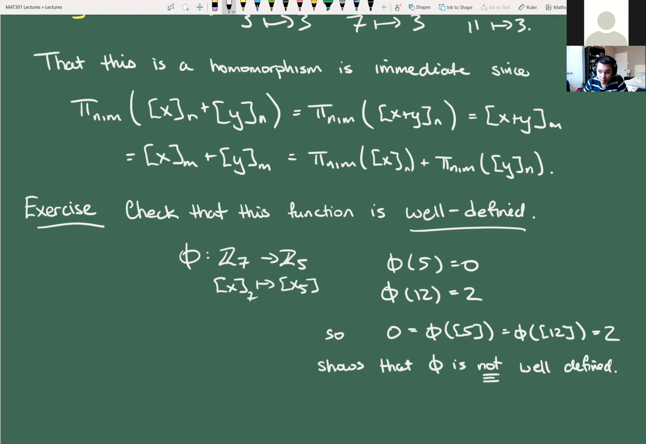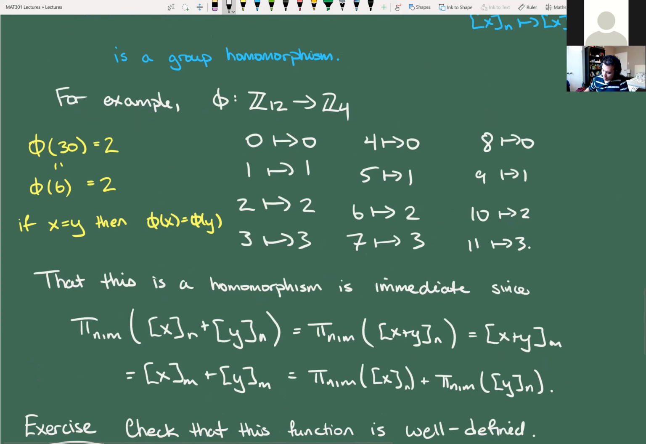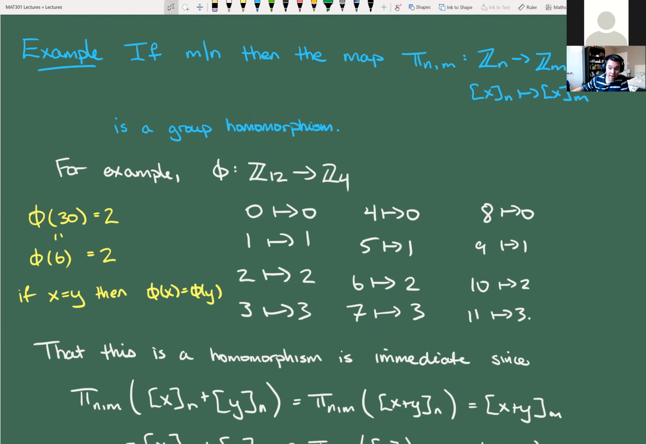I gave two numbers that are equal, but when I plug them into my function, I got two different numbers out. That tells me that my function is not well defined. In particular, it's not actually a function, right? So when I say up here that this map Zn to Zm, you'll notice that I have this condition here that m must divide n. The reason that condition is there is to guarantee that this function is well defined, okay? And you have to check it.